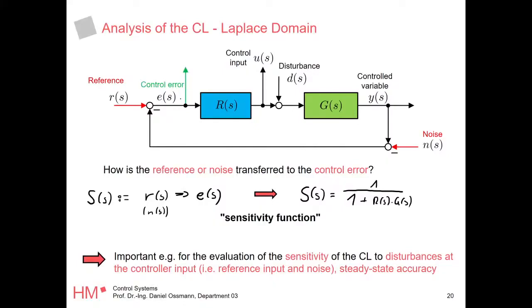So why is this important, or where does the name sensitivity function actually come from? Well, with that function we are analyzing the sensitivity of our closed loop to disturbances at the control input, which is the reference and the noise, right? So you can check steady state accuracy with that transfer function.